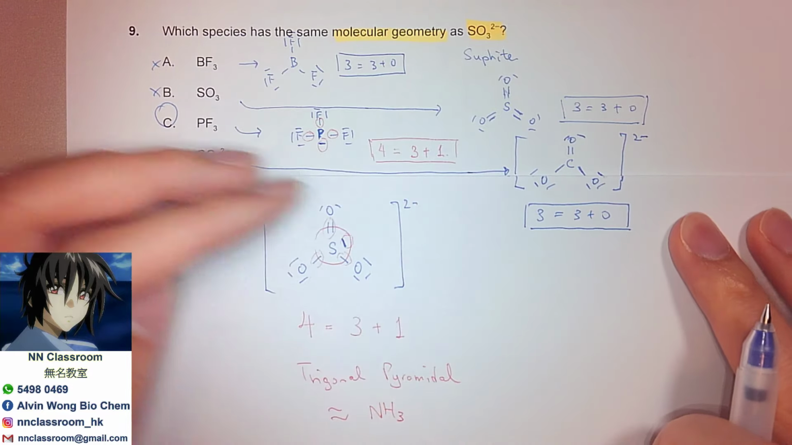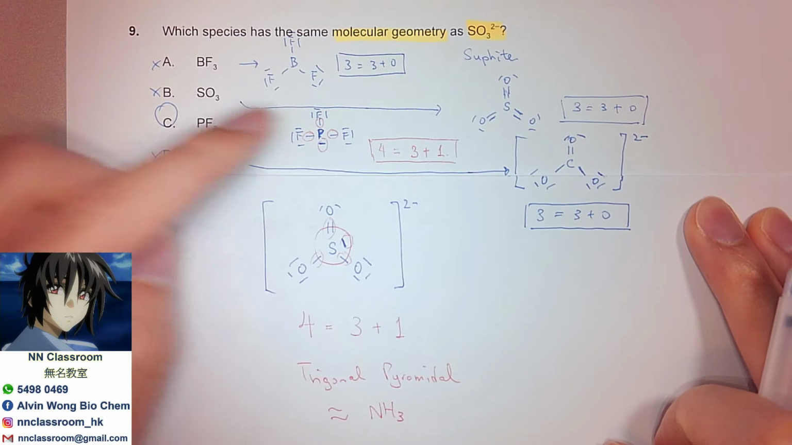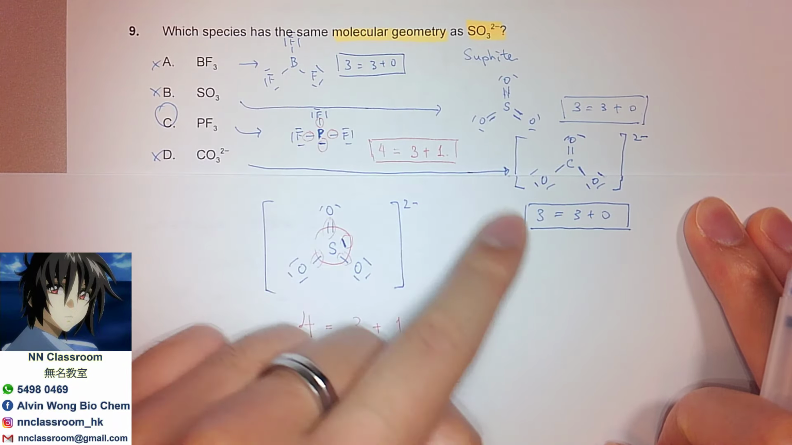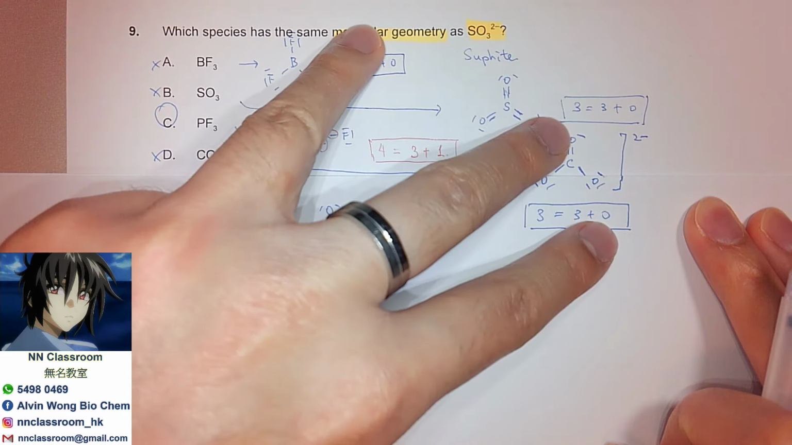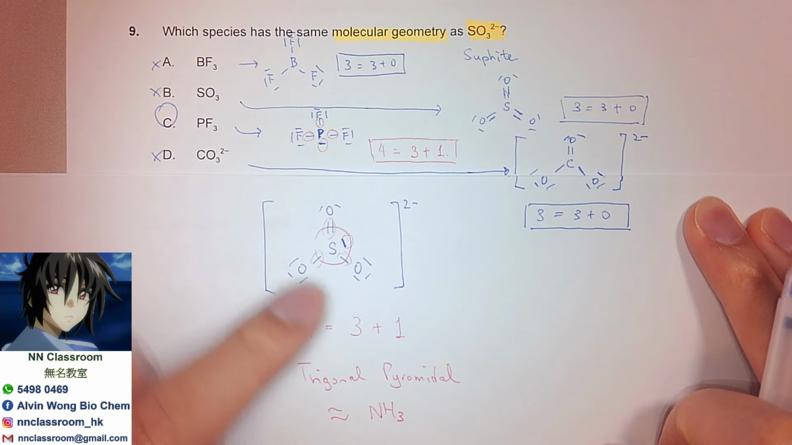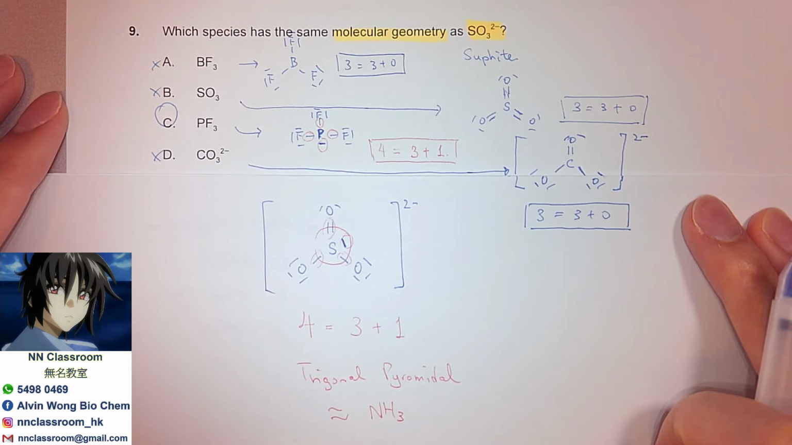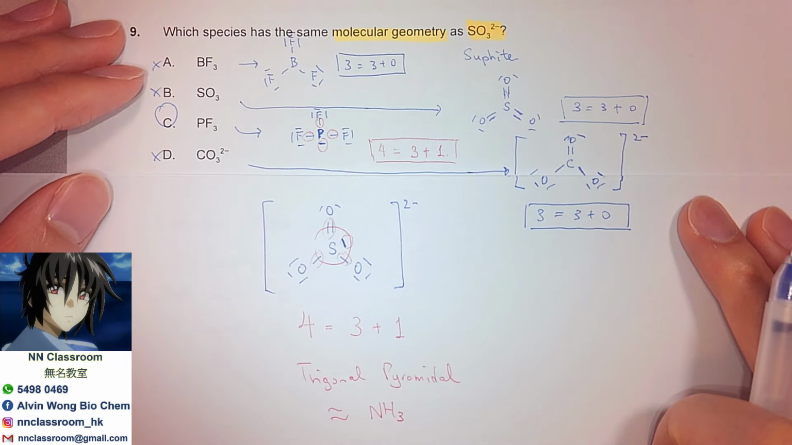So that's why I can see A, B, and D, these 3 are just having a 3 domain case with 3 plus 0, no lone pair situation, which is going to be trigonal planar. But the answer for this case will be C, having the same molecular geometry as our subject, sulfide, which is a trigonal pyramidal situation.